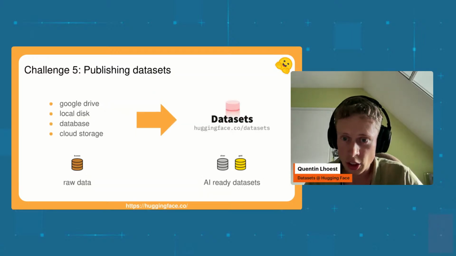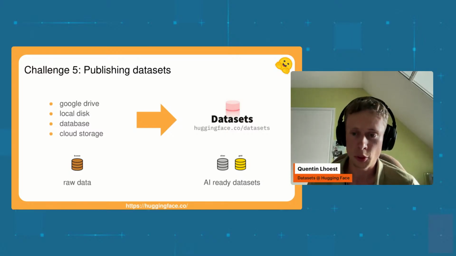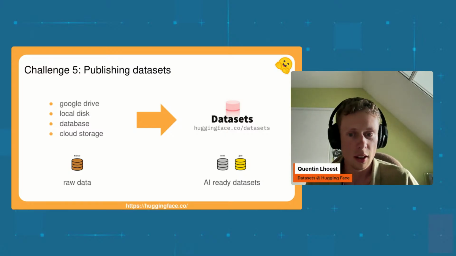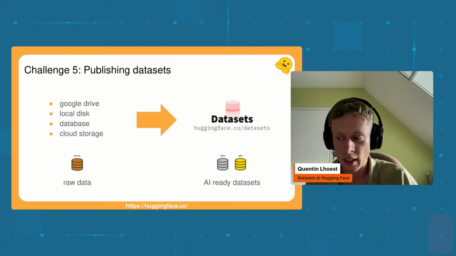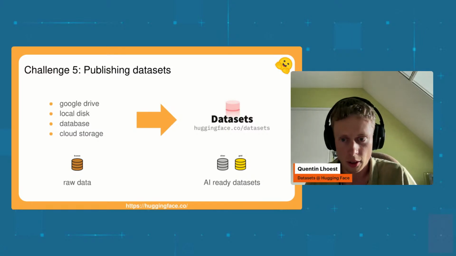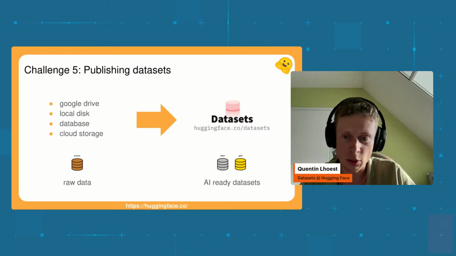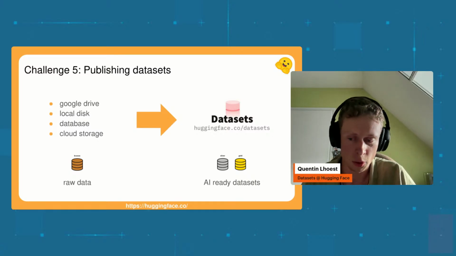And the last challenge, which is I think also one of the most important, is how to make it easy for people to actually publish AI datasets that AI engineers can then use to train and evaluate their models easily. So moving from the raw data that is on whatever place they are in to Hugging Face datasets, where they are ready for AI and where it's easy to load them in data loaders for AI to train and evaluate models.